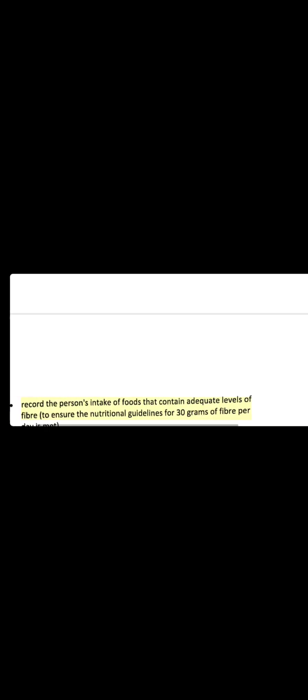16. Record the person's intake of foods that contain adequate levels of fiber to ensure the nutritional guideline of 30 grams of fiber per day is met. Modify fiber intake as required. For example, reduce or increase fiber intake, or if a person is eating a kiwi fruit a day to help maintain a regular bowel habit, ensure this can continue.